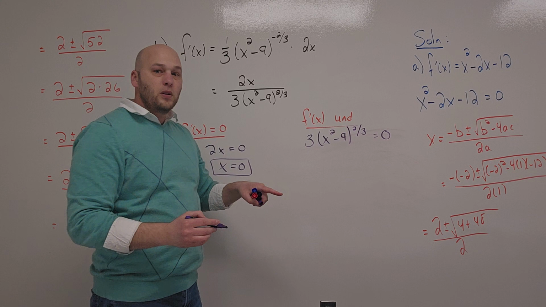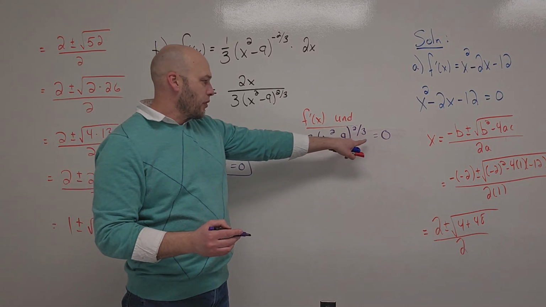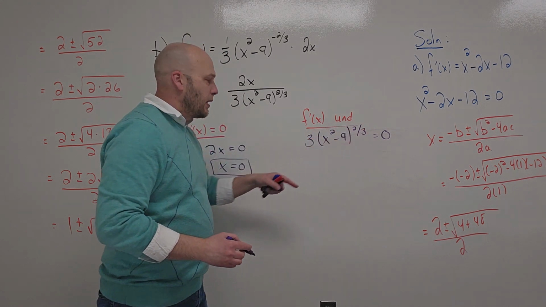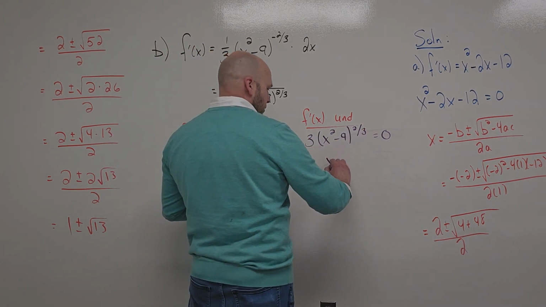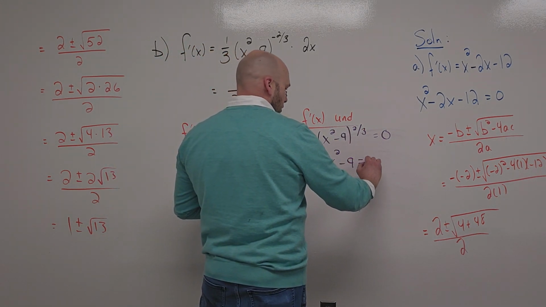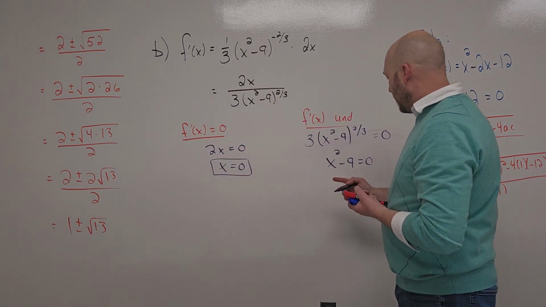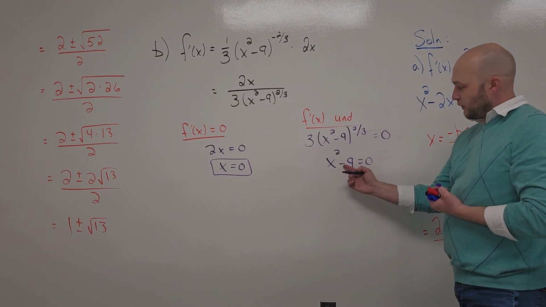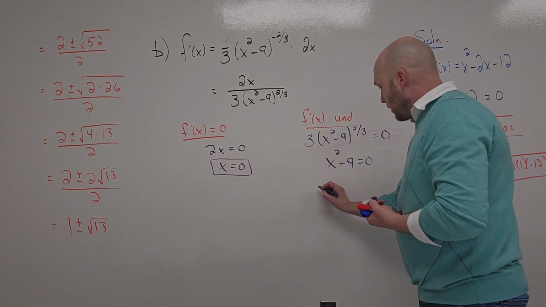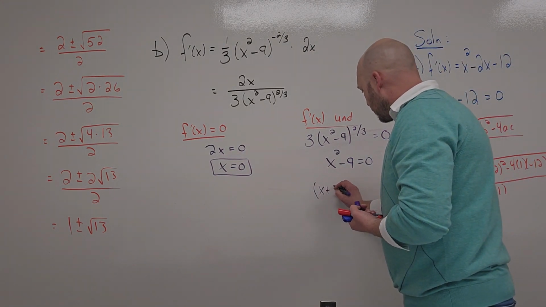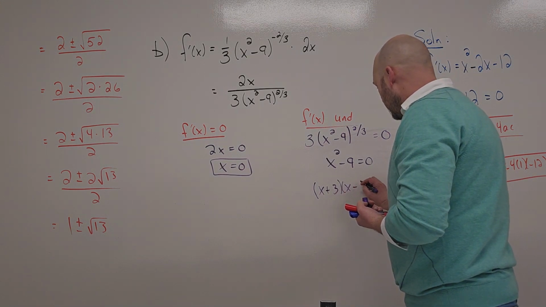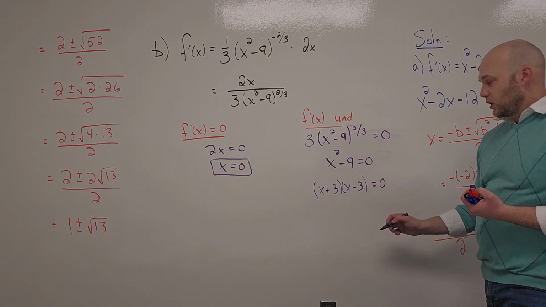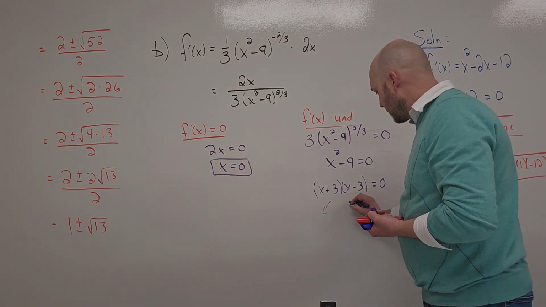So notice what I can do is divide both sides by 3 and then take each side to the 3/2 power. That would give me the quadratic x squared minus 9 is 0. And if you remember your factorization formulas, this is the difference of perfect squares. That would be x plus 3 is the first factor, x minus 3 would be the second factor. Product equal to 0 means one of the factors has to be 0.